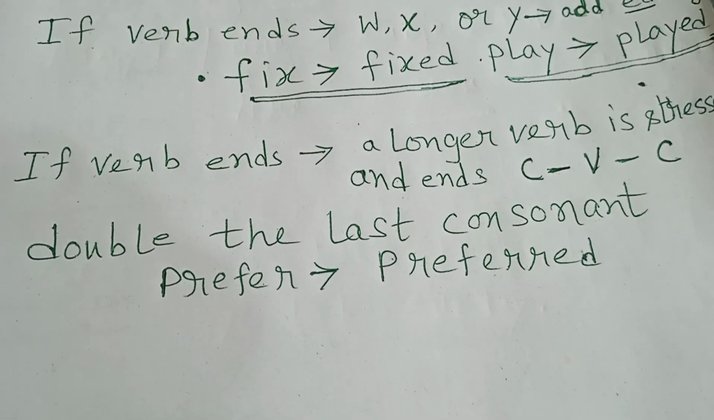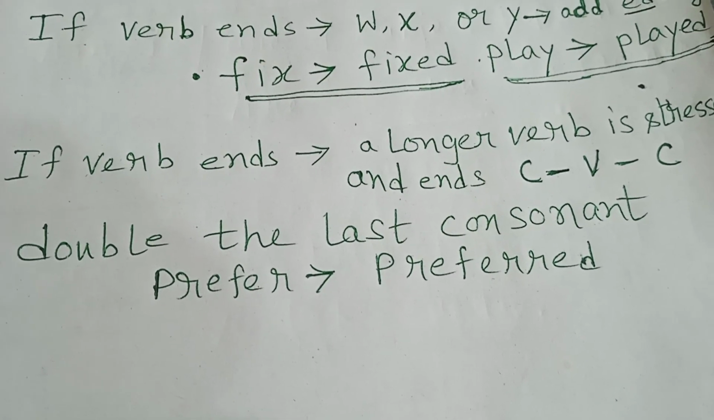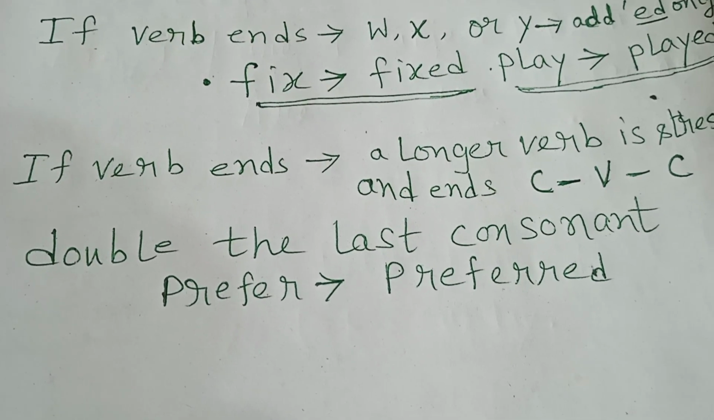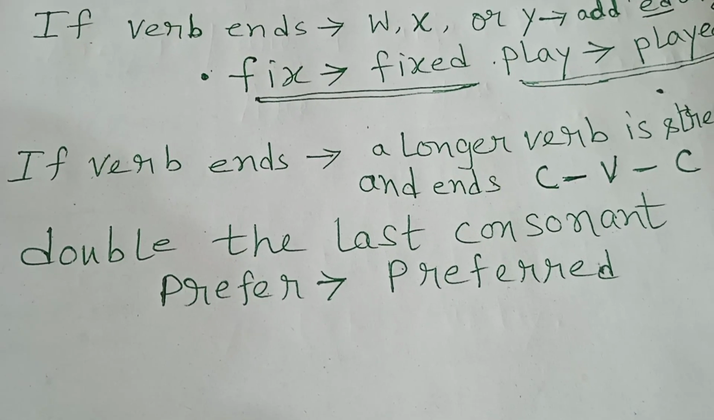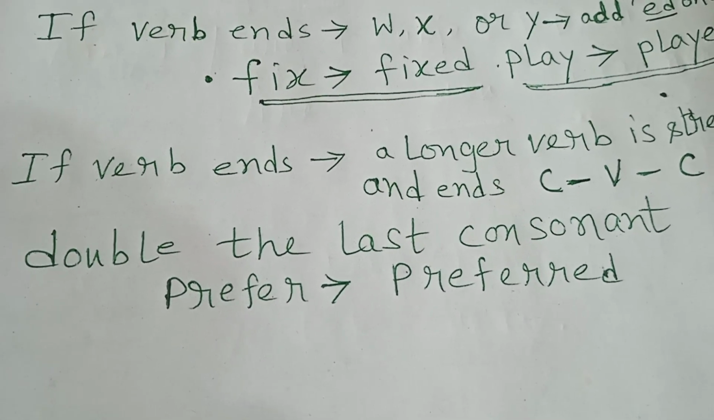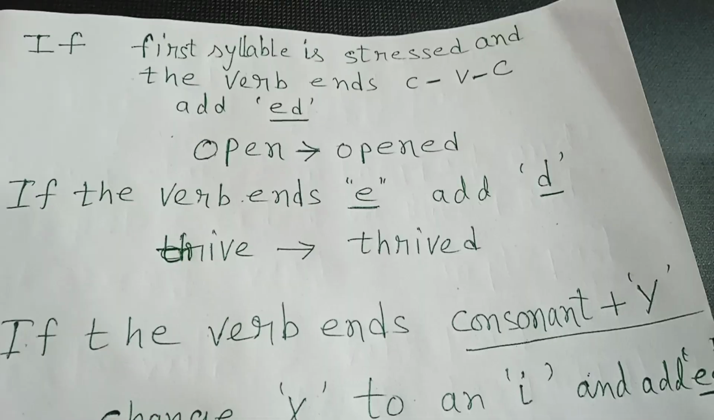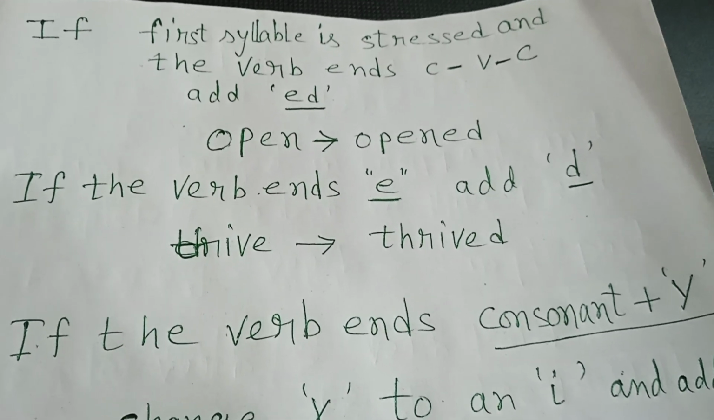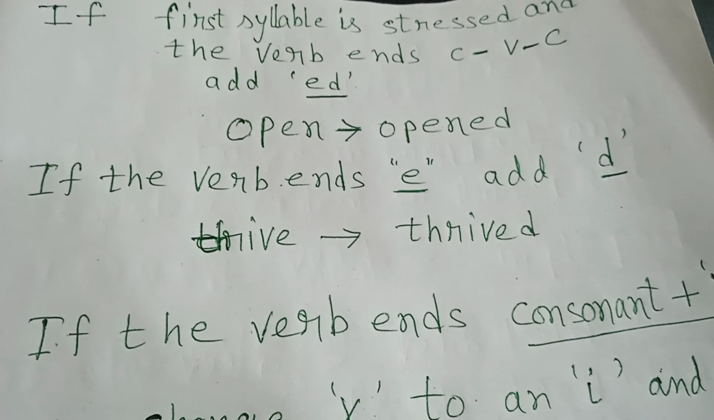If a longer verb has stress on the last syllable and ends in consonant, vowel, consonant, then double the last consonant. Example: prefer. F is a consonant, E a vowel and R a consonant. As it has a long pronunciation on the last syllable, prefer becomes preferred. So R is doubled. Preferred.